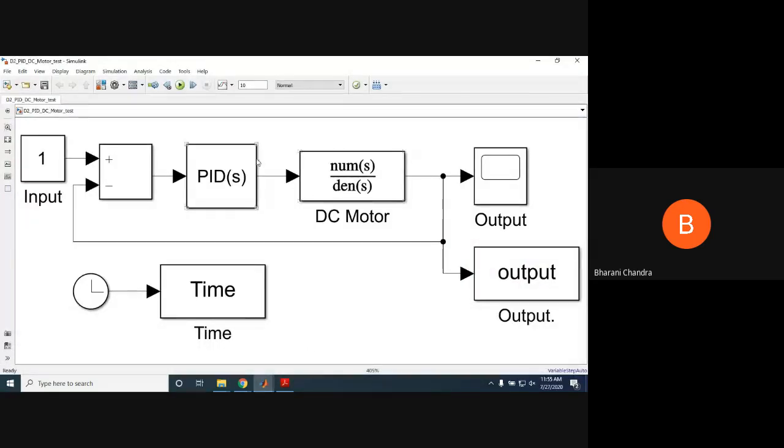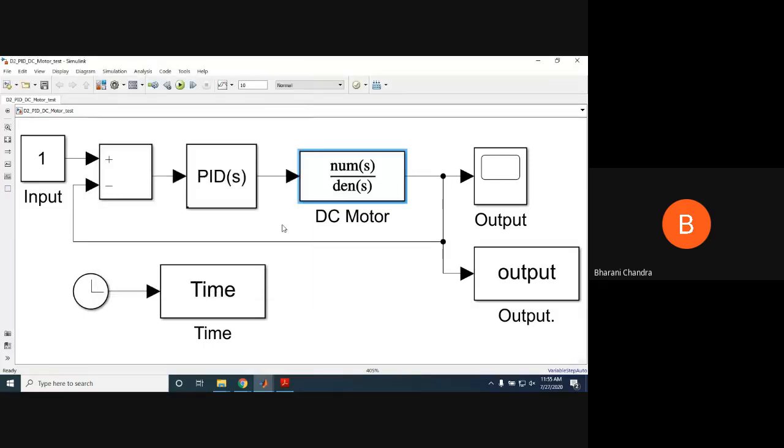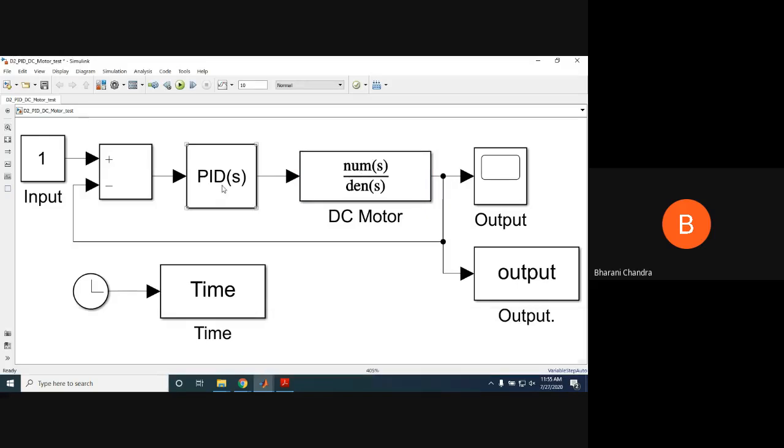What I will show here is, this is my plant. You can see that the coefficient K is my numerator, J into L, Rj plus BL is the S to the power of 1 coefficient, and this is the constant. So this is the DC motor and this is the PID controller.